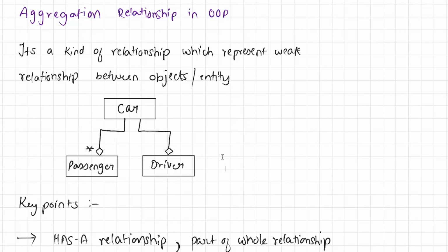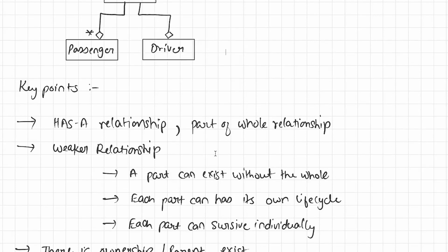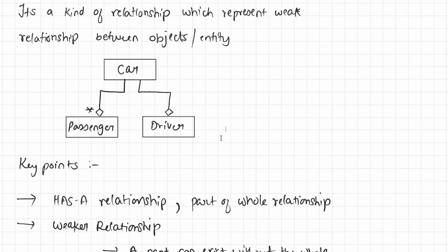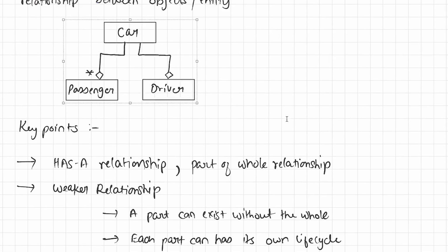Now the question over here is why we are calling this relationship an aggregation relationship and why we are calling it a weak relationship. So guys, there are some key points or characteristics that define this type of relationship. So let's have a look at all the key points one by one.